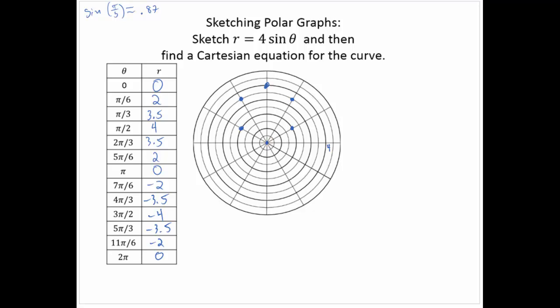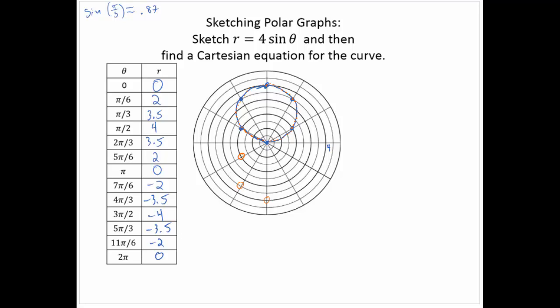And so what's happening here? Well, the radius begins at 0 and increases to 4, and then begins to decrease and back to 0. Well, then what happens? At 7 pi over 6, the radius is not 2, but negative 2. At 4 pi over 3, the radius is not 3.5, but negative 3.5. At 3 pi over 2, the radius is not 4, but negative 4. And notice how it's just tracing that curve again. And so we just get that same circular curve repeated. So r equals 4 sine theta, if we graph it, graphs as a circle.